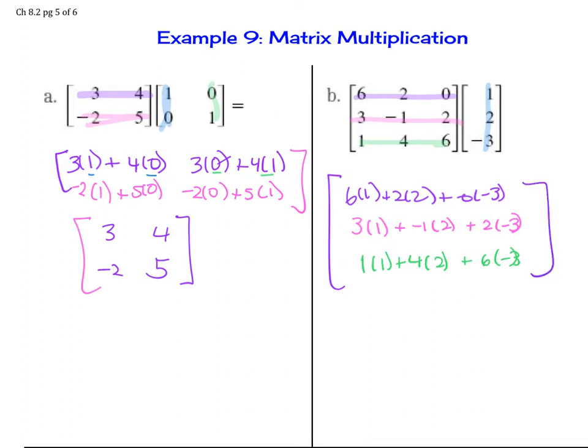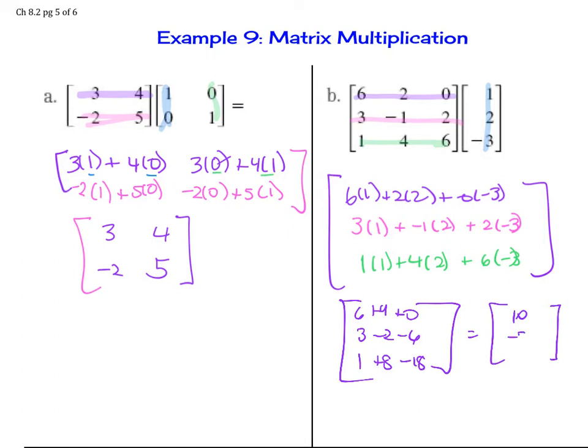And then, of course, I always do a check. Did I write all the numbers correctly? And so I have 6, 2, 0, 3, -1, 2, 1, 4, and 6. And this is all 1s, 2s, and -3s. So now let's do the work. So this is 6 plus 4, and then plus 0. This is 3 minus 2 minus 6, and 1 plus 8 minus 18. So then we get a 10, -5, and -9. So notice what happens when we're multiplying 3 by 3, and then by just 3 by 1, that our result is a 3 by 1.